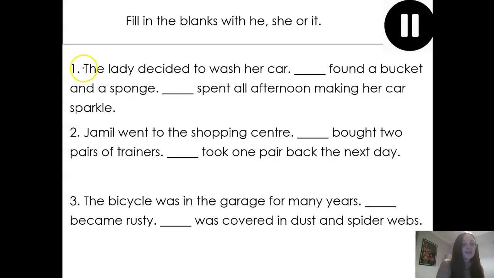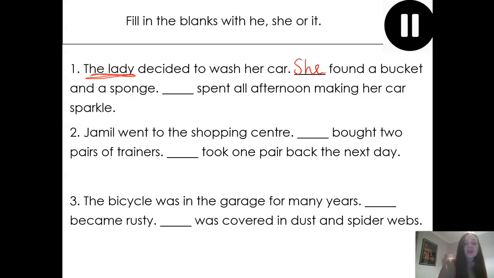Let's read it. The lady decided to wash her car, full stop, blank, found a bucket and a sponge. So the pronoun here is going to refer to whoever found a bucket and a sponge. Now I think that must go back to the subject at the start here, the lady. So I think that this he, she or it is going to be she here. So when I write my sentence, I'll put a capital S. Okay, she found a bucket and a sponge.